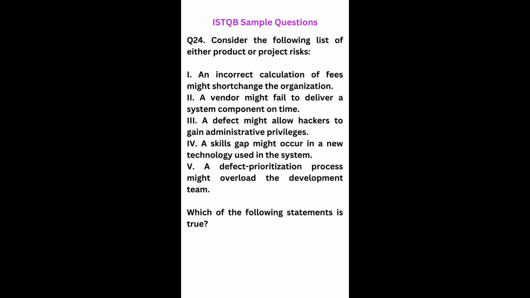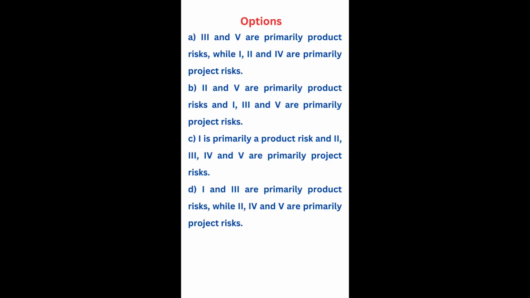Question 24. Consider the following list of either product or project risks. An incorrect calculation of fees might shortchange the organization. A vendor might fail to deliver a system component on time. A defect might allow hackers to gain administrative privileges. A skills gap might occur in a new technology used in the system. A defect prioritization process might overload the development team. Which of the following statements is true? Options.